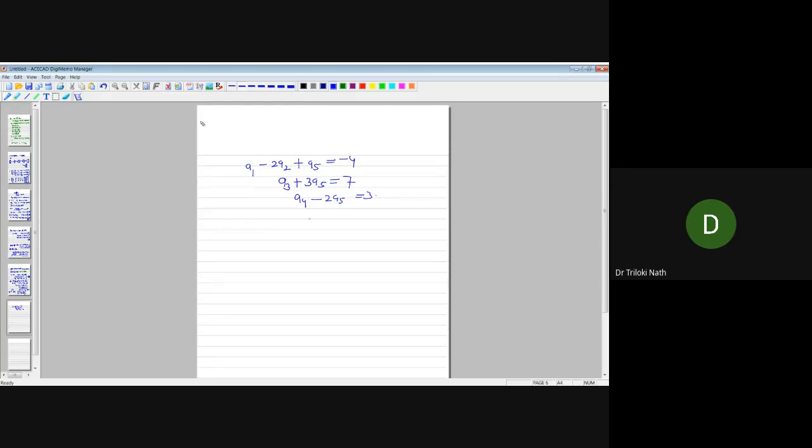In matrix format, this can be written like this: 1, minus 2, 0, 0, 1. Then here it is 0, here it is 0, here it is 1, right? Here it is 0, and here it is 1. And the last equation, so 0, 0, 0, 1, and here it is minus 2, right? And what do you have? A1, A2, A3, A4, A5 is equal to this: minus 4, 7, 3.